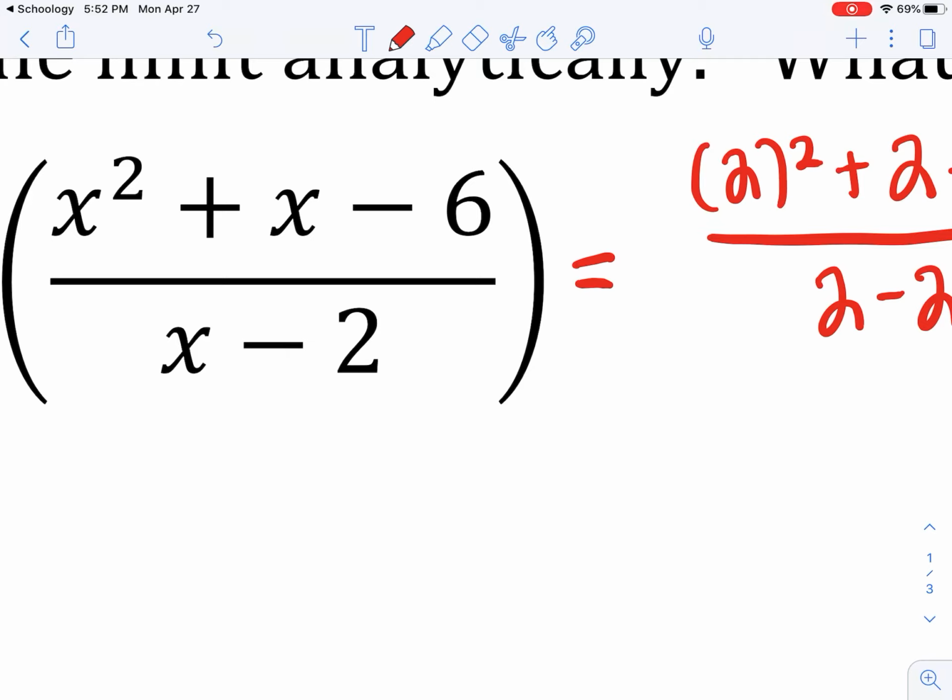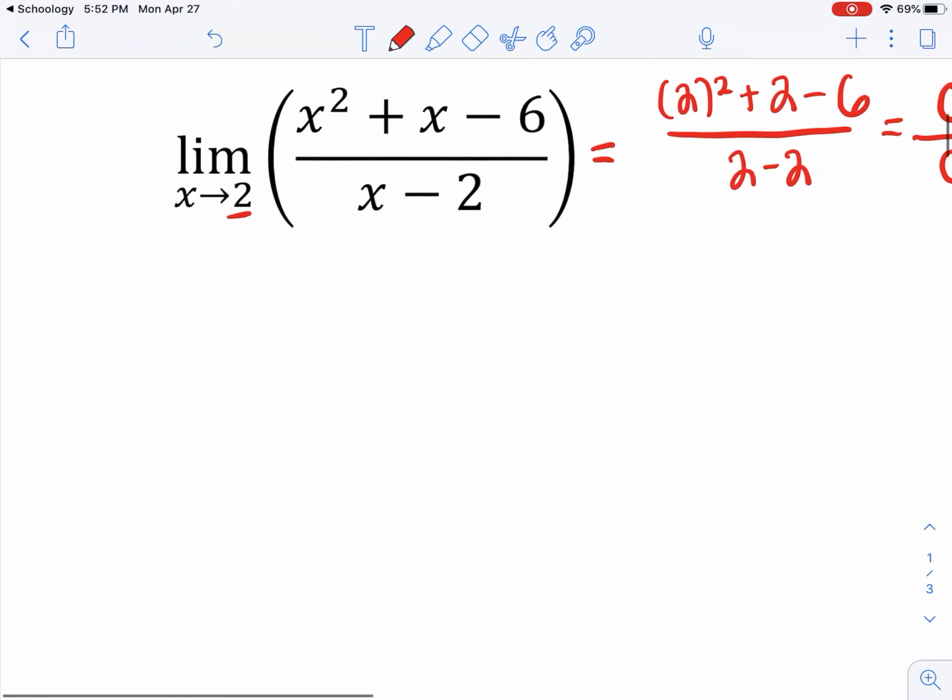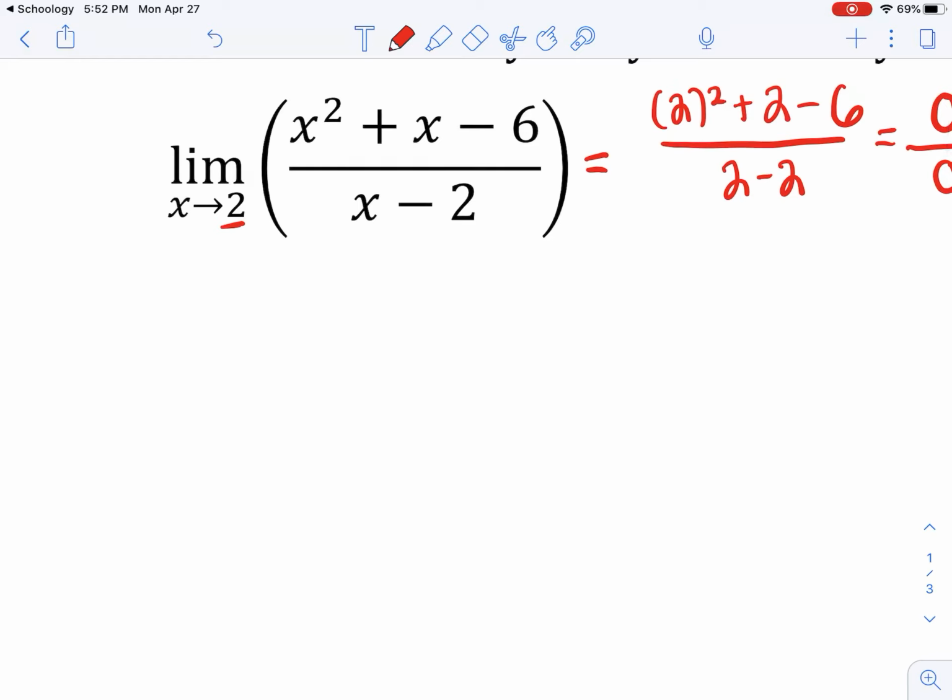Hopefully you'd say, oh wait, you can factor it to see if it's simplifiable. So that's what you should always be checking with rationals: first you try plugging in that value, if you're trying to find the limit, that c value. If it doesn't work, meaning you get a 0 in the denominator, then you're going to have to try to factor it and simplify it. Okay, so let's do that.